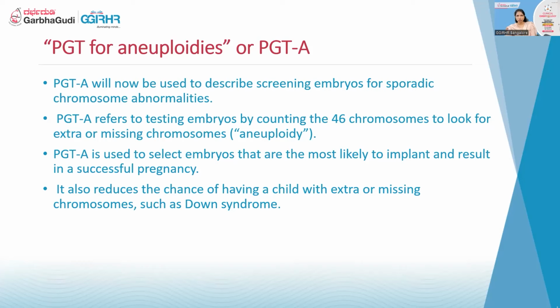So PGT-A refers to testing of embryos by counting the 46 chromosomes to look for extra or missing chromosomes. That is where we call them aneuploid embryos. And PGT-A is used to select embryos that are most likely to implant and result in a successful pregnancy. It also reduces the chance of having a child with an extra or missing chromosome, such as Down syndrome, and we can rule out these categories with PGT-A.